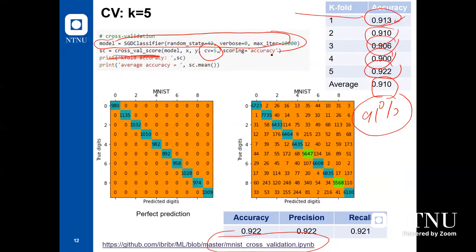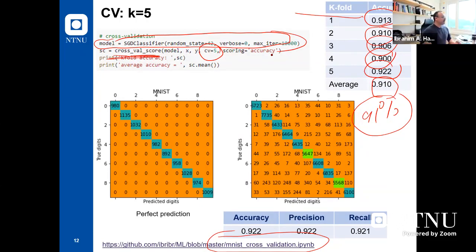Yeah, so question. If you are using cross-validation in order to train and test your model, how do you then combine the weights and values, the parameters? How do you combine those into one? Yes, we don't combine. In fact, we don't combine at all.